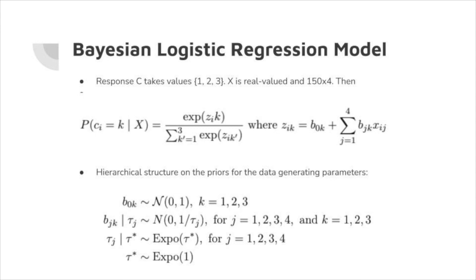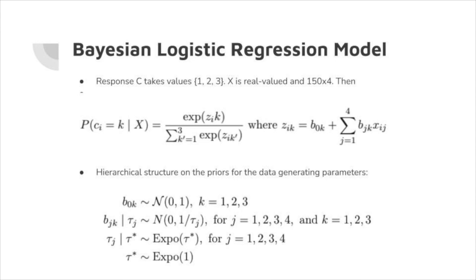As is typical in Bayesian problems, there are priors that are put on the data generating parameters, and you can see a hierarchical structure here where the tau stars generate the tau j's, which in turn generate the b_jk's. We generated the X matrix by sampling from a multivariate normal distribution with mean 0, variance 2, and correlation 1/2 between each of the predictors. Then we chose some true data generating values for the betas and simulated the response variables. The goal then was to reconstruct the posterior distribution of the betas given our response variables.